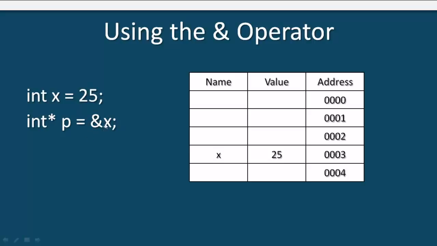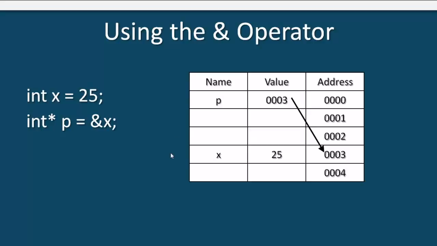Once we finish this particular line of code, we would have this logical representation in our memory. So we have this particular value of 3 for the address. It's associated with this, so we're indirectly able to get to this particular value.